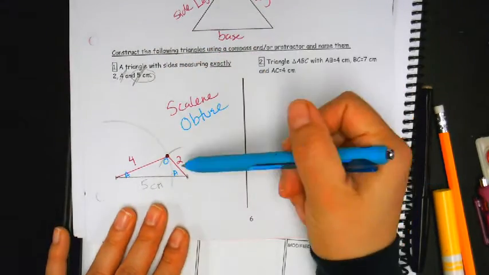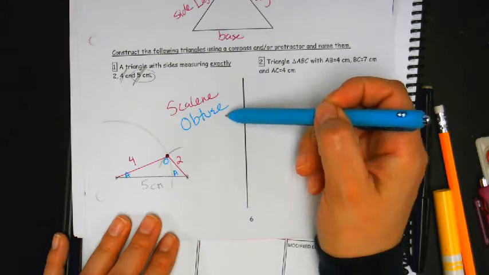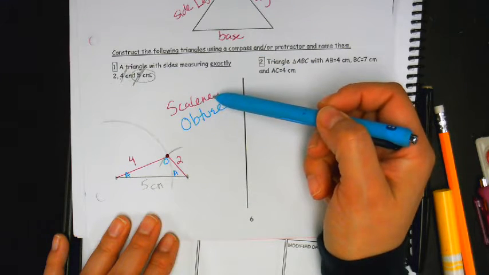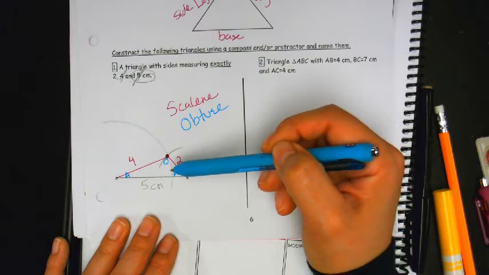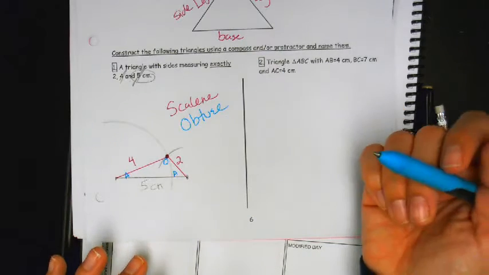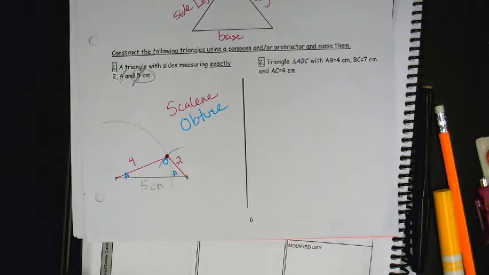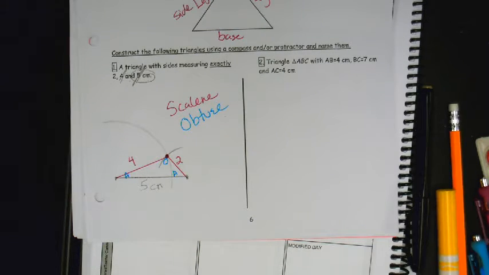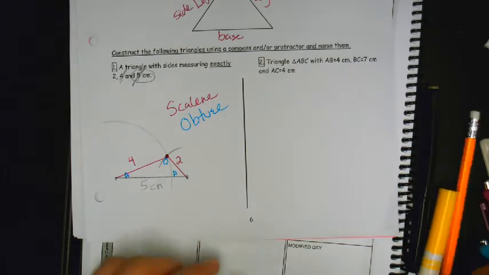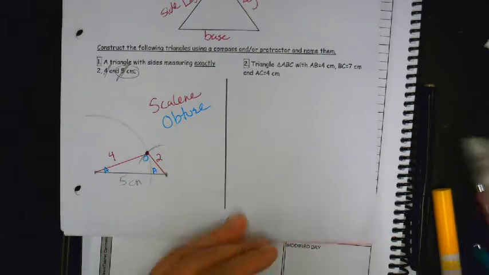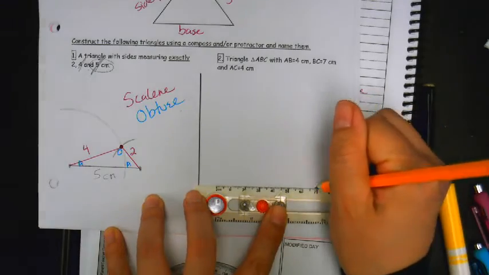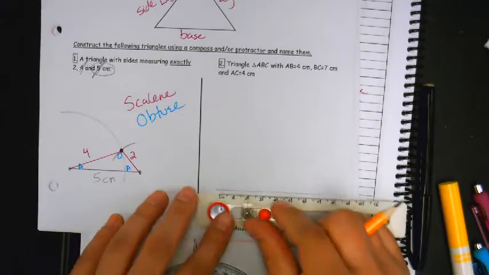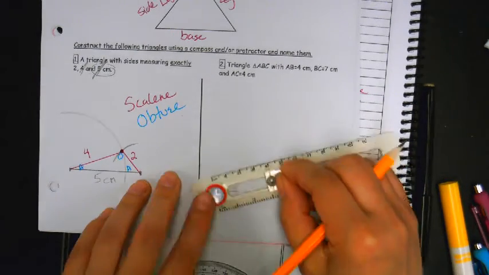So this triangle is called a scalene obtuse. Scalene because no sides are equal. Obtuse because that one angle right there is obtuse, so it makes the whole thing obtuse. All right, what about number 2? What do you call it? Isosceles what? Obtuse? Acute? Let me see.